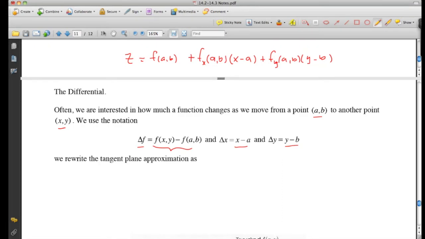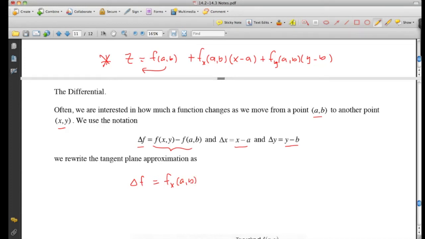So if we just take that equation of the tangent plane, this one up here, and we just substitute in, notice that if I take this f of a,b and just subtract it to the other side of the equation, we're going to end up with f of x,y minus f of a,b. That's just delta f. So delta f is equal to, now we've got the partial derivative of this function at a,b, which is just f sub x at a,b.